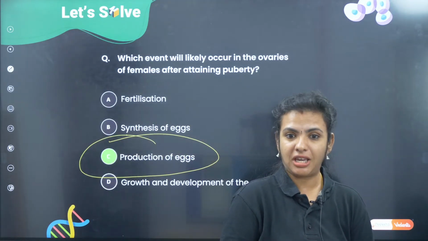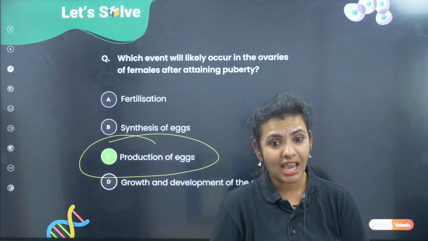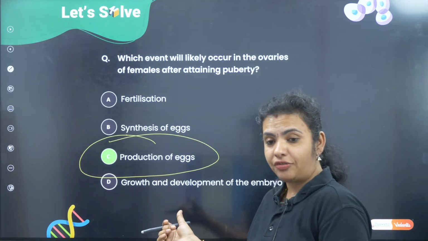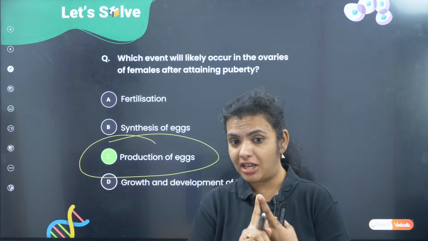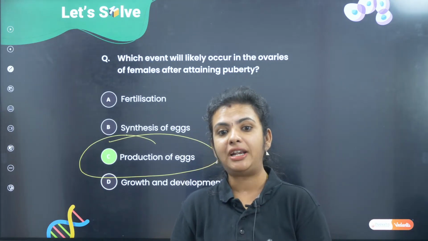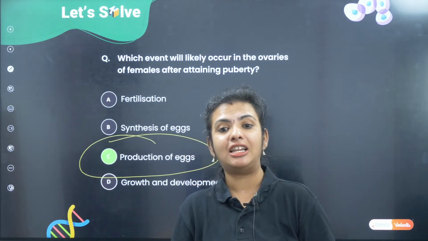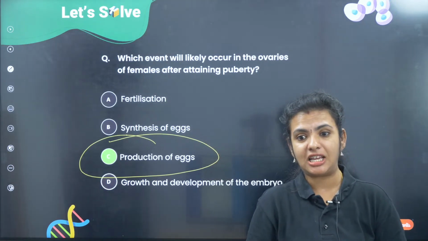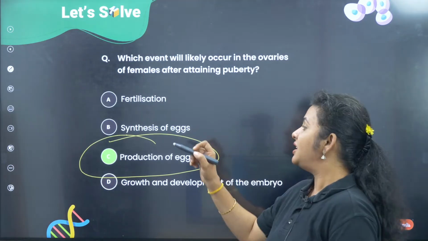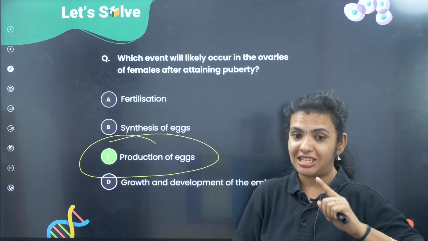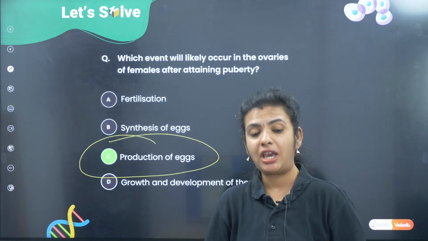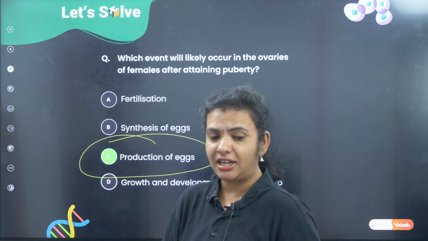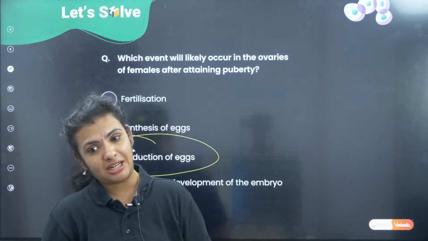Production of eggs means we have different stages. Different stages means inside the ovaries when the girl is born. The moment you are born as a girl, inside the mother itself, your ovaries start synthesis of egg. So, we don't say synthesis of the egg as the answer. Imagine the lady is pregnant with a female child.